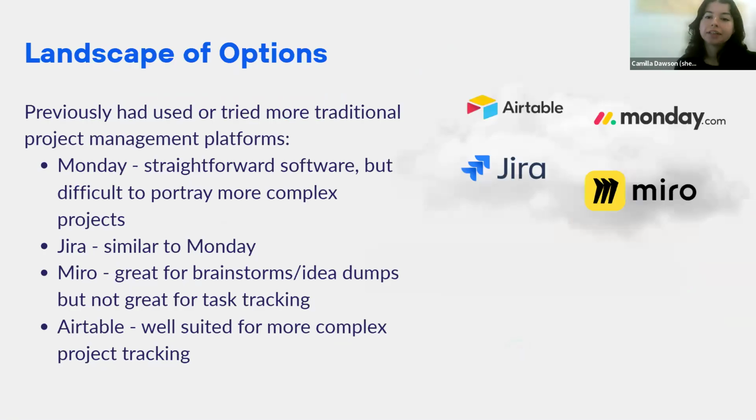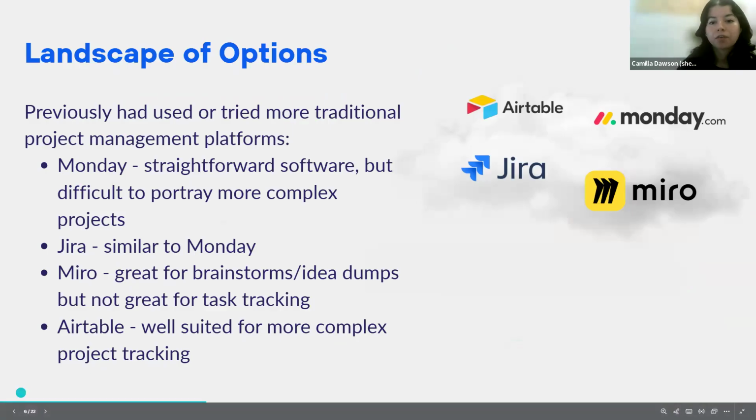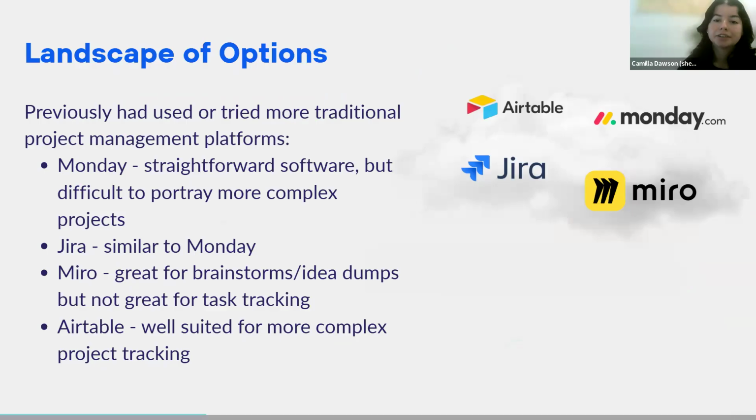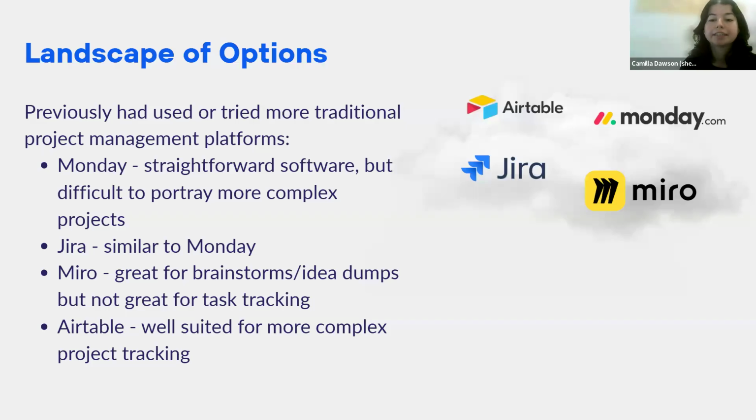So we were faced with a landscape of options when looking for a new cloud-based project management system. Over the course of a few months, Alana and I test drove a few cloud-based software options, which I've listed here. Some of these software options we eliminated pretty quickly as they struggled to portray complex projects. Others had some really good functionalities, which we have found other uses in. For example, we regularly use Miro for brainstorming new process structures and different idea dumps, but we found it wasn't a good overall system for project tracking.